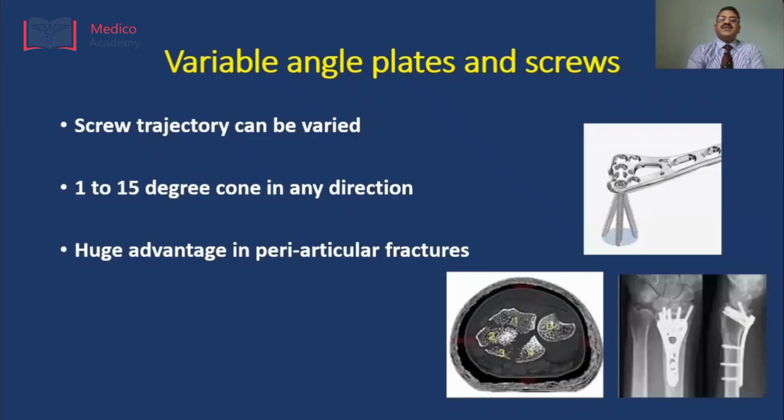An improvement on that is the variable angle plates and screws, in which the surgeon has control over the screw trajectory, which can be varied in a 1 to 15 degree cone in any direction. So this is a huge advantage for the surgeon, especially in dealing with periarticular fractures with multiple fragments like this. So the surgeon can use this feature to direct the screw trajectory to engage the central part of each comminuted fracture fragment to give maximum purchase. So it's a huge advantage.